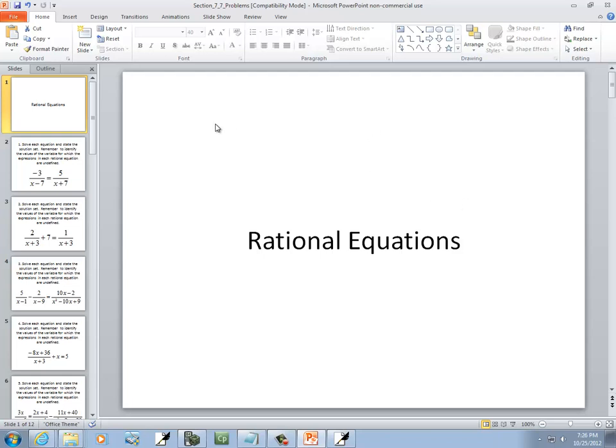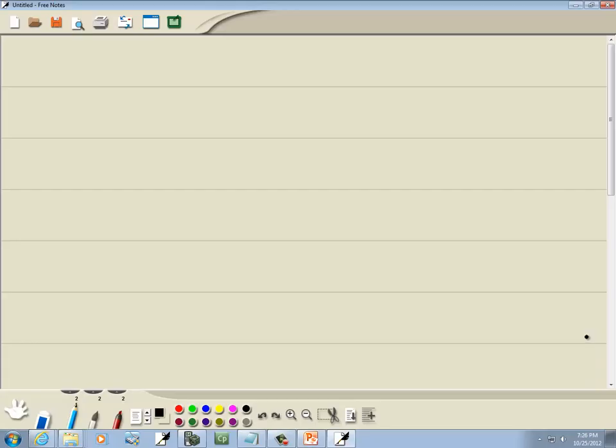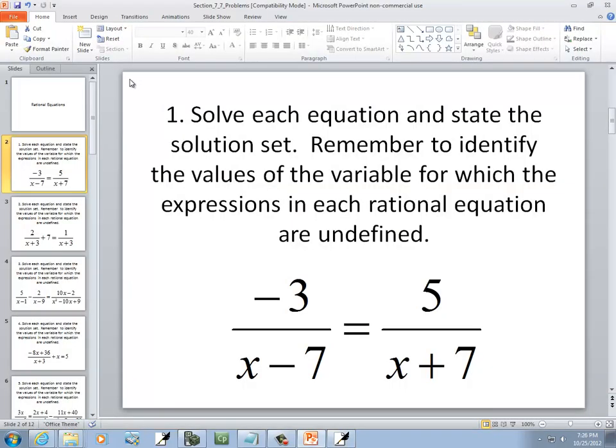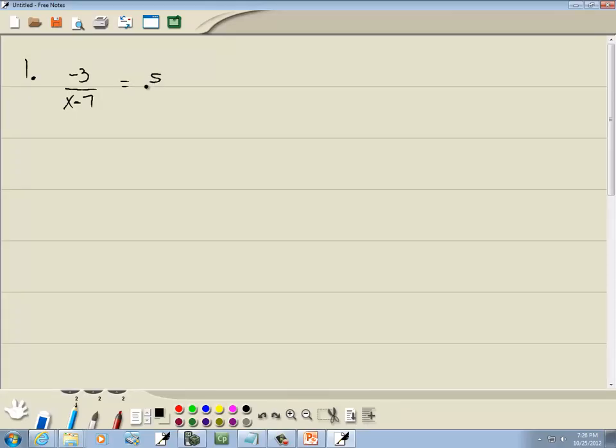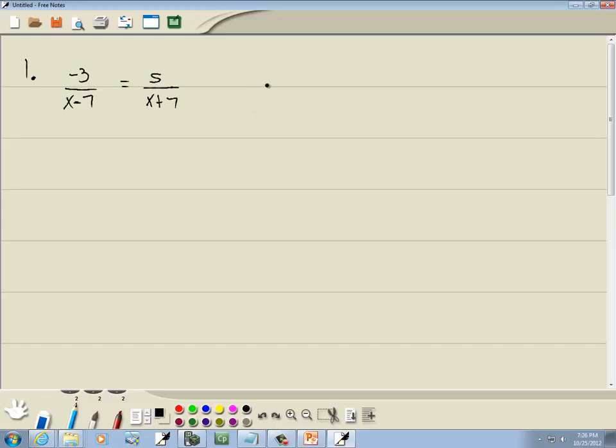This is rational equations. So let's take a look at our first one. We've got negative 3 over x minus 7 equals 5 over x plus 7. I want to solve it, and then also check our answers, which we'll talk about. This is solving rational equations.